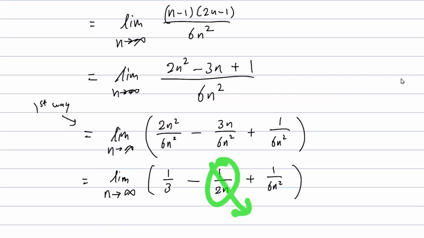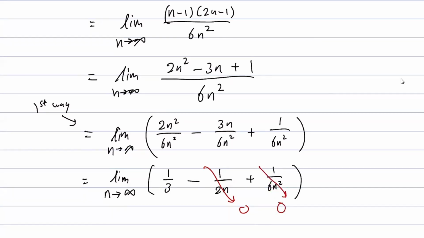This essentially goes towards 0. Exactly. How about the 1 over 6n squared? Even faster, right? Because if n is 10, then 10 squared will become 100. If n is 100, then 100 squared will become 10,000. So it goes even faster to 0.